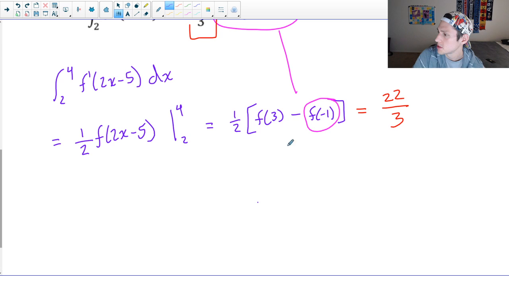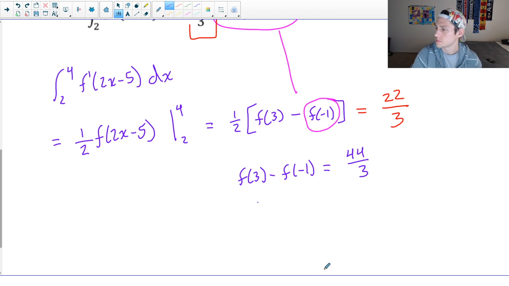Okay, so the first thing I'm going to do is multiply both sides by 2 so that that gets rid of the 1/2. Then I would be left with f of 3 minus f of -1 equals 44/3. Let me rearrange this equation. I'm going to move this to the left side, and then I'm going to move my f of -1 to the right side. Because again, remember, I'm trying to solve for f of -1.